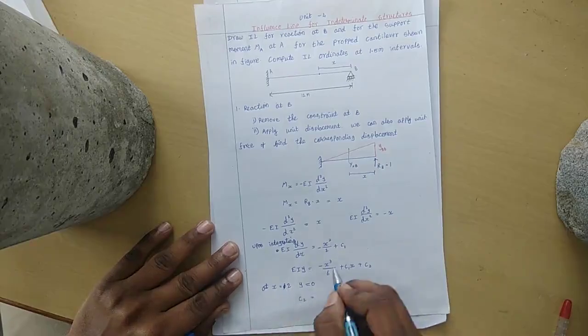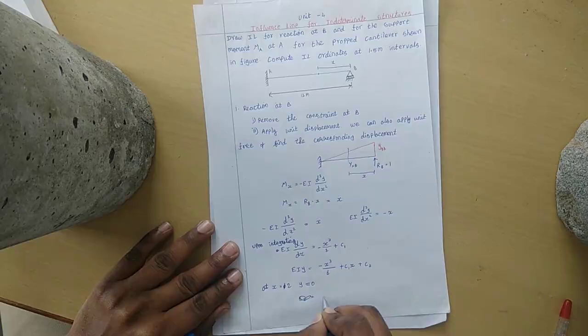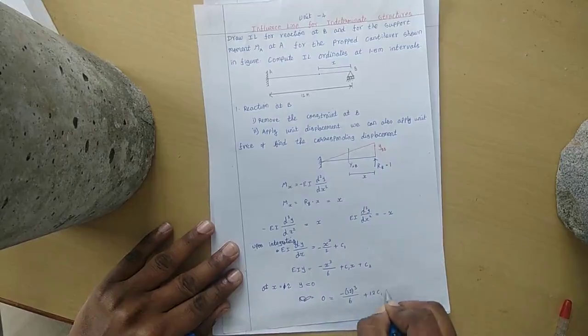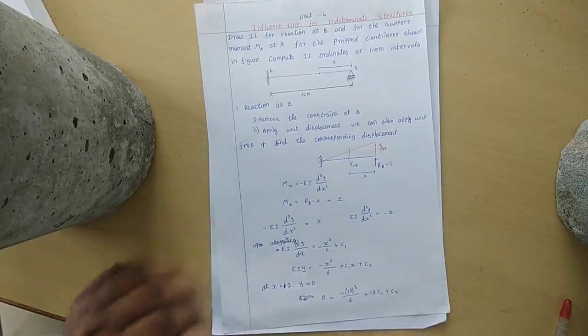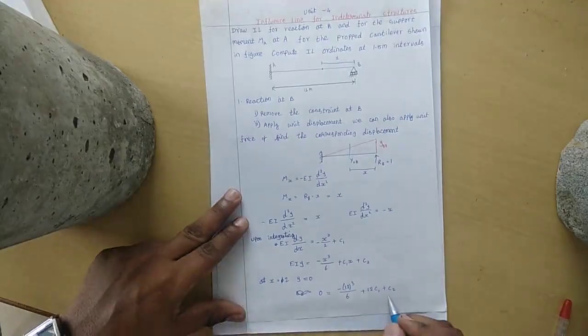If you take x2, xc2, here the total value will be 0 equal to minus x cube divided by 6 plus 12 C1 plus C2. So if you substitute, then we can have this as one equation.